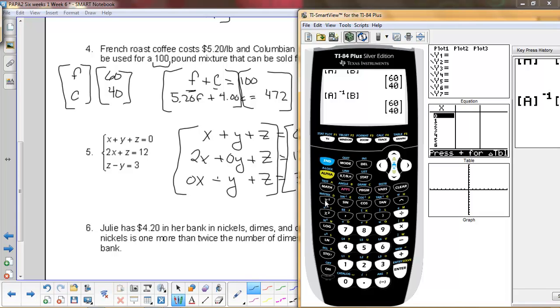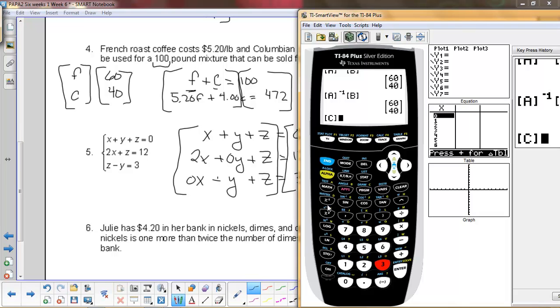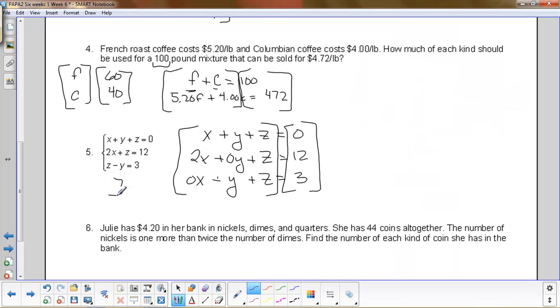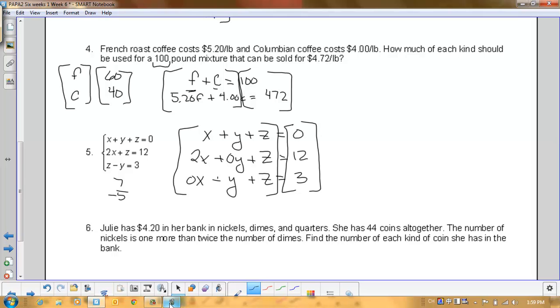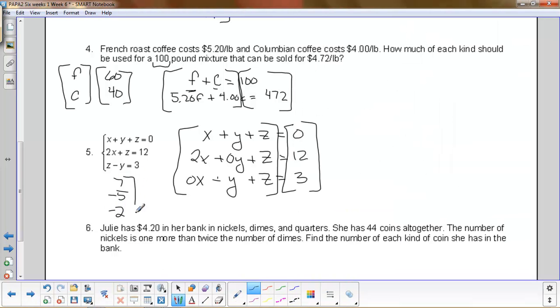don't do that, excuse me. Bring back matrix C, inverse it, and bring back matrix D. And there's your solution, 7, -5, and what was it? -2. What does that mean? That means that the first variable x equals 7, the second variable y equals -5, and the third variable z equals -2.